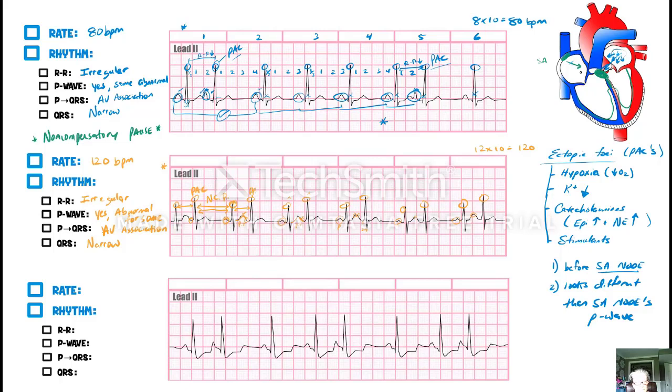Then we have another PAC firing, then another non-compensatory pause. Another PAC, then a non-compensatory pause. And after that, we have another PAC. Wow, it looks like a PAC is coming every other. If I'm correct, a PAC is coming every other normal QRS complex. So if that's the case, this is called atrial bigeminy. Atrial bigeminy is when a PAC is coming after every normal PQRST complex.